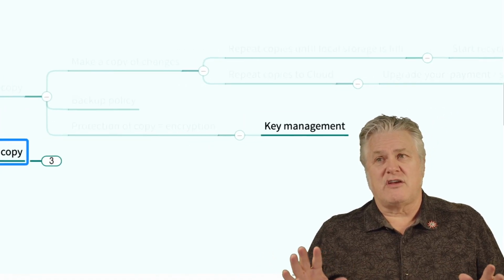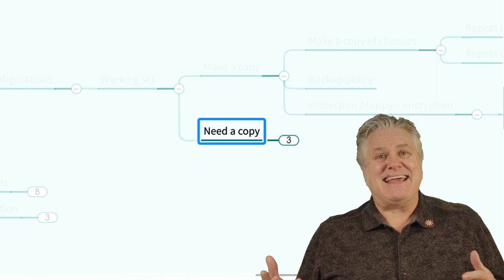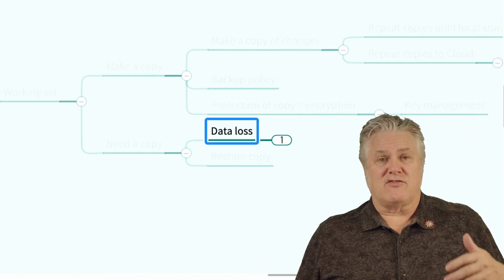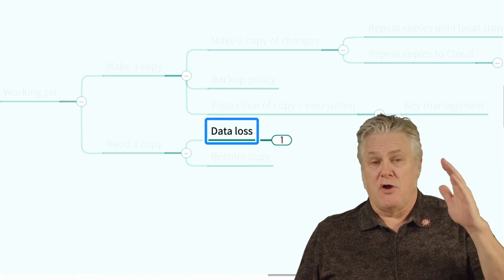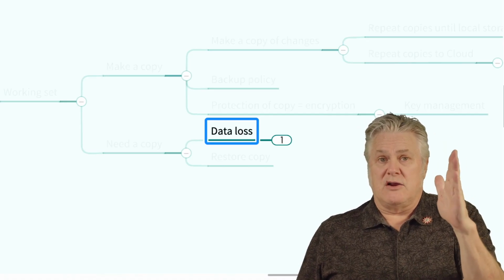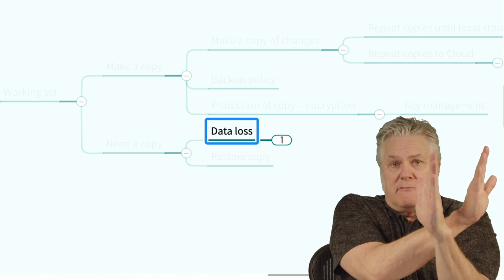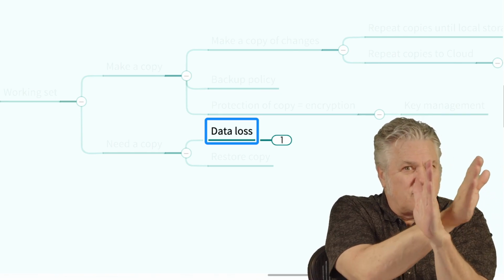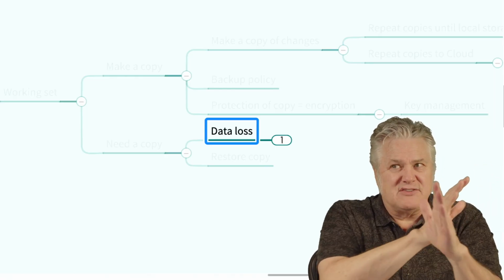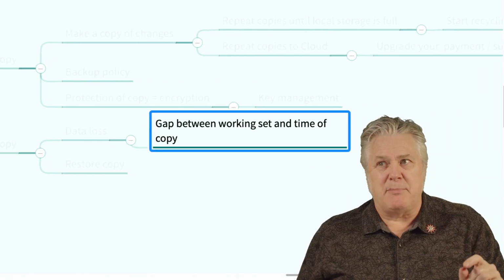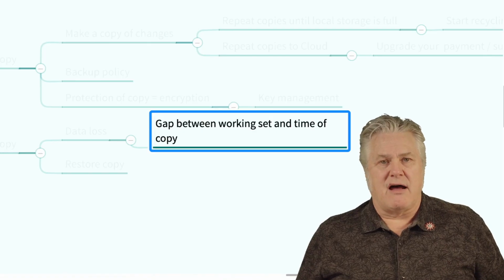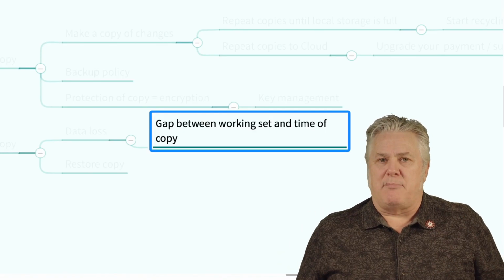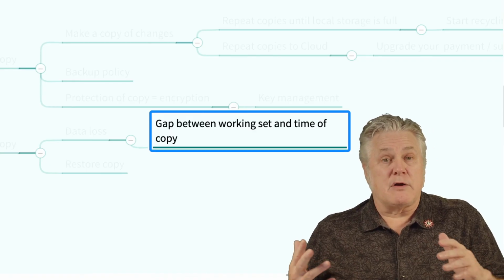Now let's switch gears here and talk about needing a copy, okay? Some sort of data loss happens, and you recognize that. So we've got this working copy right here, and right before that, we made a copy. How close to the changes are they? What are the deltas in there? There's going to be a gap between the working set and the time of the copy. And some people say, okay, well, we can't have too big of a gap. That will define your recovery point objective.